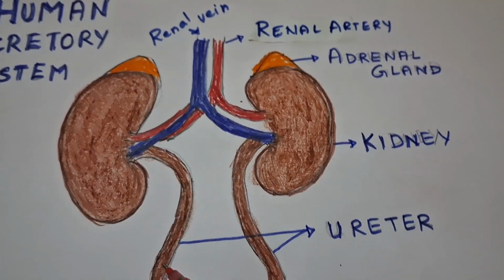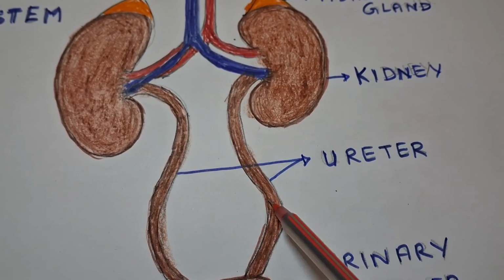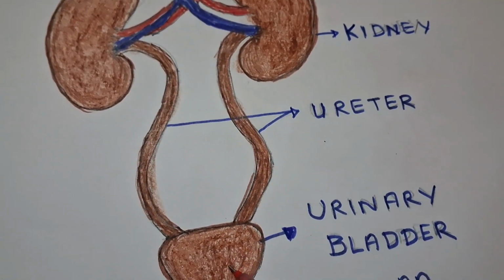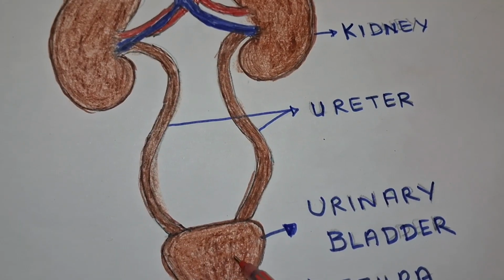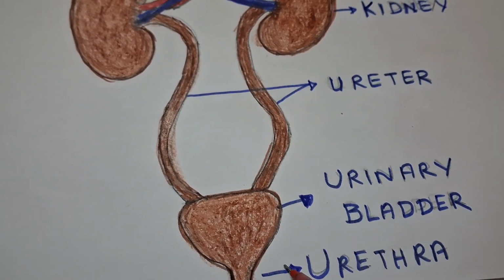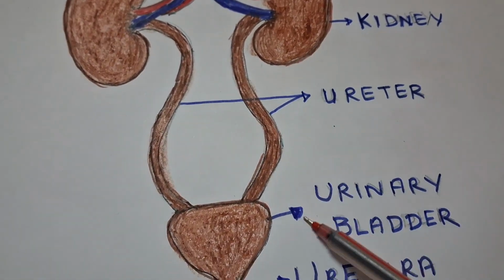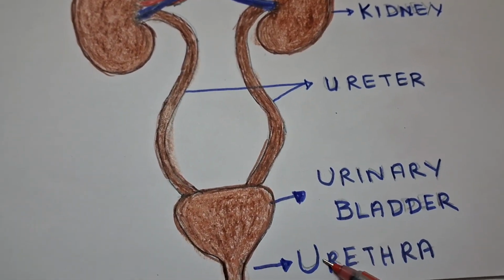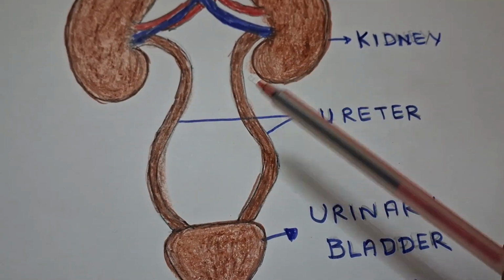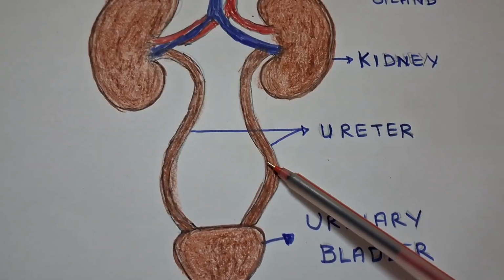This urine passes through long tubular structures known as the ureter. It is present on either side and finally the urine is stored in the urinary bladder, and it is let out through the outlet known as the urethra. So kidney, ureter, urinary bladder and urethra: these are the parts of the excretory system in humans.